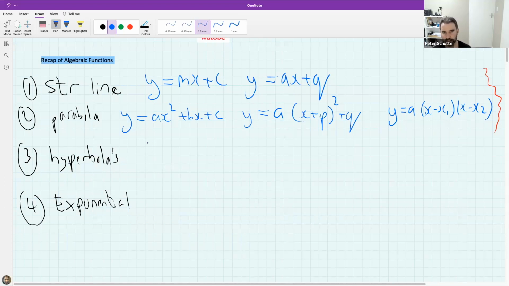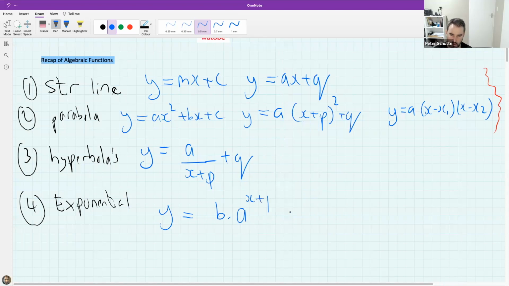Okay, because if you look back on the video lessons we've done, there's a lot of information and content about this, but it's good to keep coming back to it. Now, if we talk about the hyperbola, we generally think about the standard form like that. And if we talk about the exponential, we generally look at something like that. So again, that's the standard form.